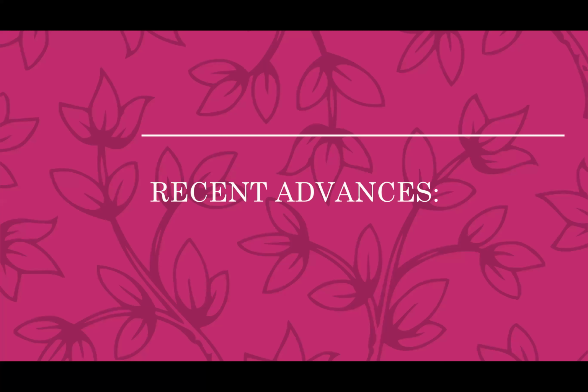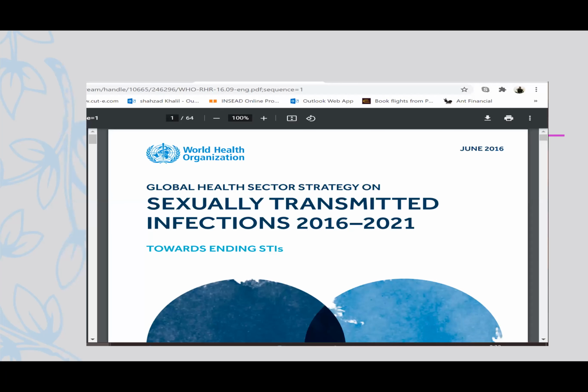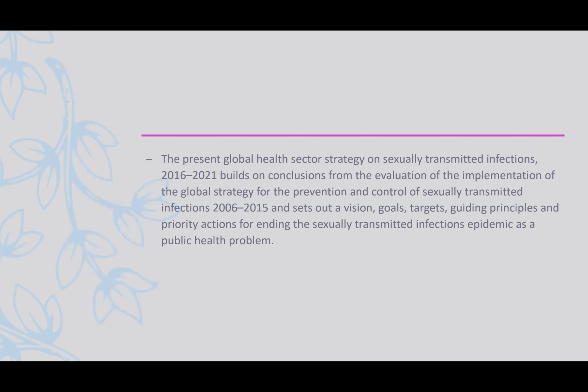Then the recent advances: the Global Health Sector Strategy on Sexually Transmitted Infections 2016-21 by WHO, towards ending STIs. The present strategy builds on the evaluation of the implementation of the global strategy for the prevention and control of sexually transmitted infections 2006-15, and sets out some goals, targets, guiding principles, and priority actions for ending the sexually transmitted infections epidemic as a public health problem.